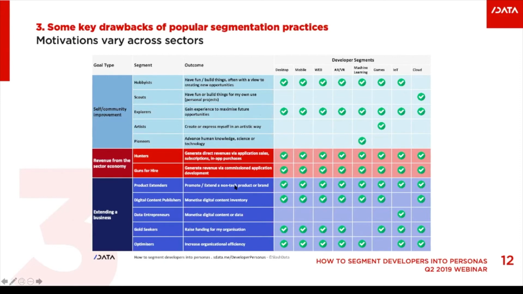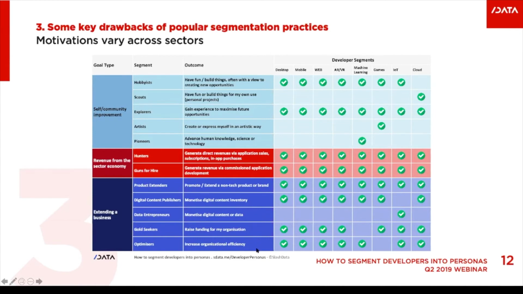And then we have two segments that are focused on getting direct revenue out of development, either through selling apps or through contract work. And then we have people who do so indirectly. They want to monetize indirectly, either as part of the enterprise IT department. So these are the optimizers who increase organizational efficiency or reduce costs. But also people like product extenders. They're usually found within the marketing department of large organizations, and they're trying to promote a non-tech product, or otherwise they're just doing customer analysis, trying to sell a product. I won't go through each and every segment here.